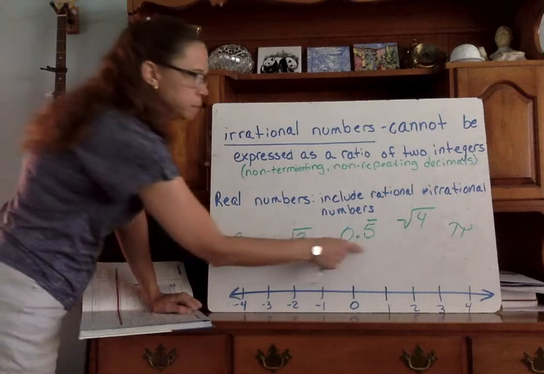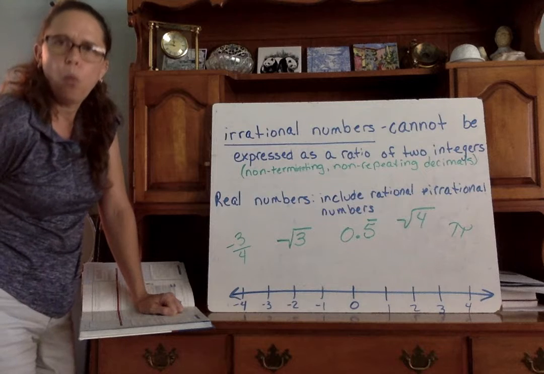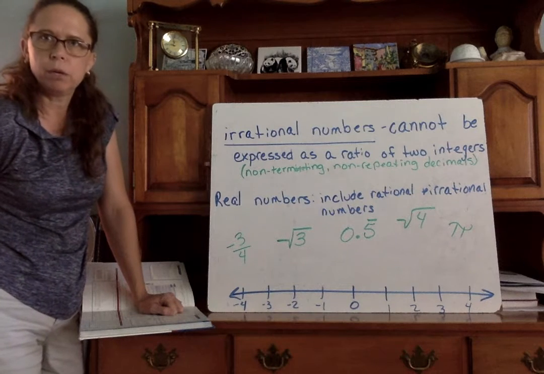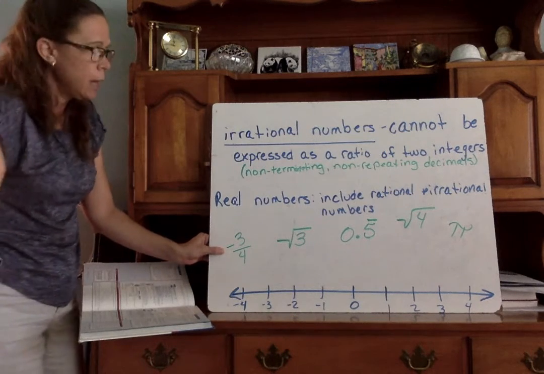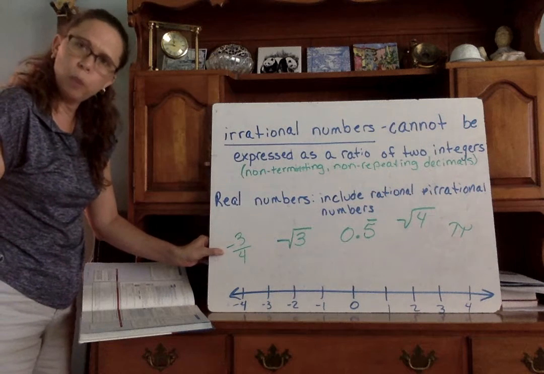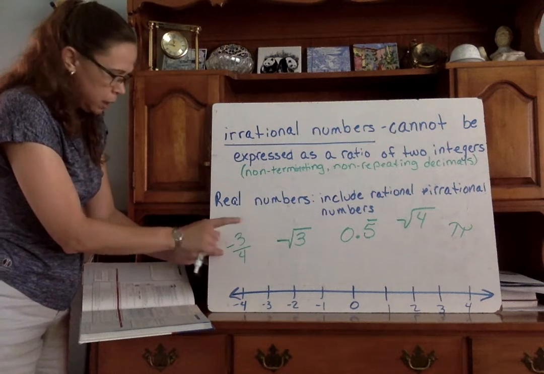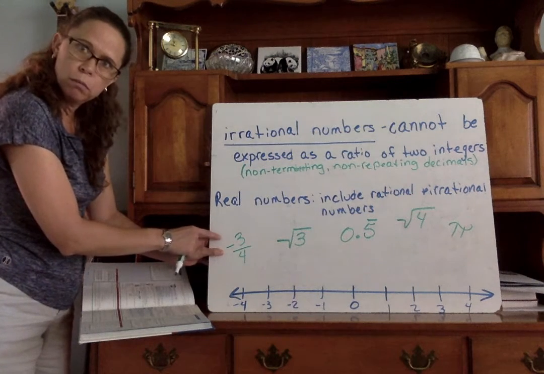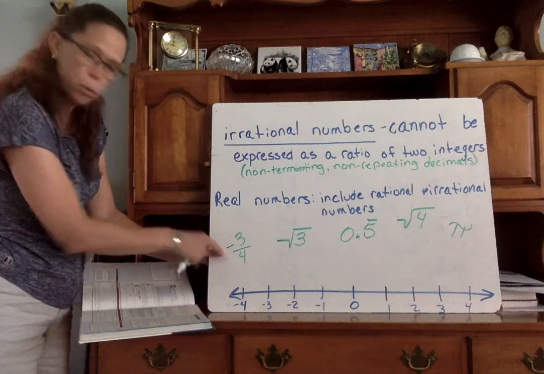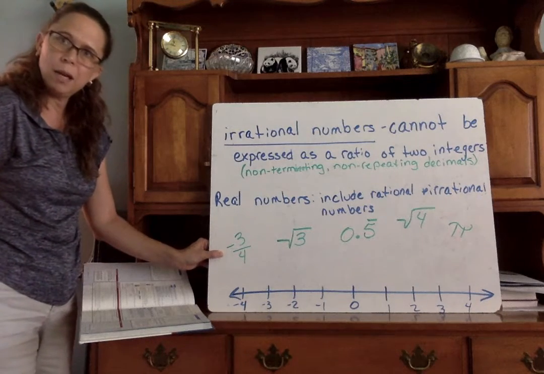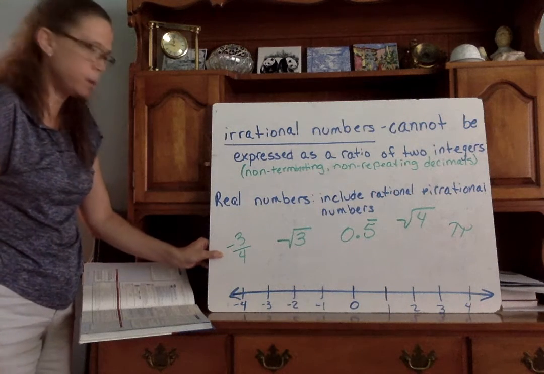So I've written some numbers here. Let's use these numbers as a way to talk about what numbers are rational and what numbers are irrational. Let's think about -3/4. Can this number be expressed as the ratio of two integers? Well, it's already a ratio, right? Is it a ratio of two integers? Yes, integer on top, integer on bottom. So this is a rational number. If I were to turn this into the decimal form, -0.75, it terminates.